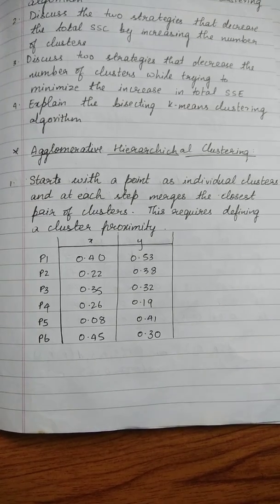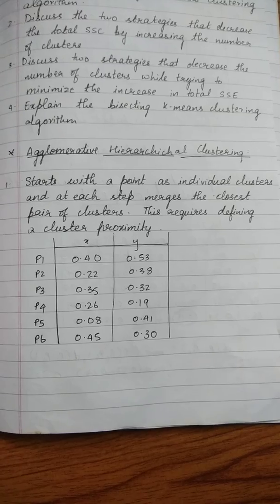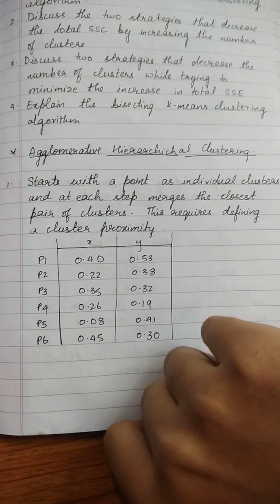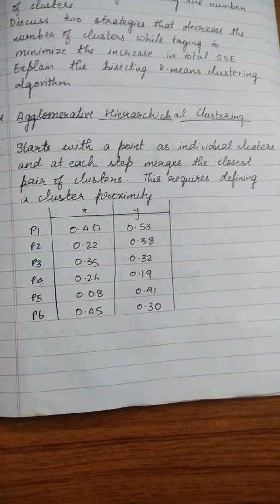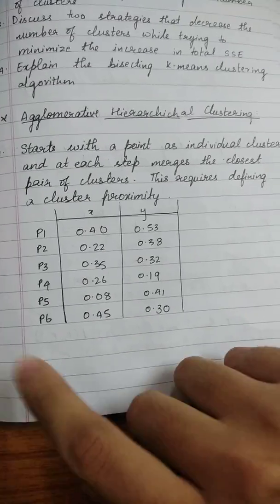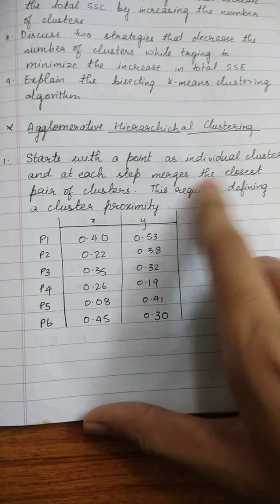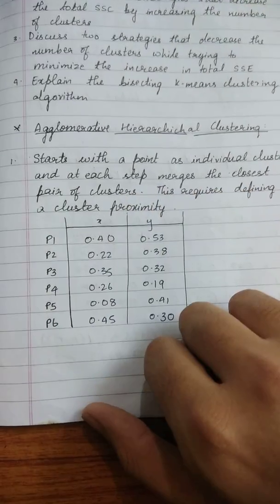So the last sum is agglomerative hierarchical clustering. If you watch the k-means clustering, the difference between that and this is, in k-means you refer to different centroids initially, but in hierarchical clustering you start with one individual point and then you keep clustering at each step, merging the closest pair of clusters together.